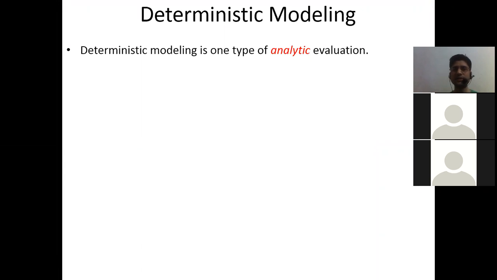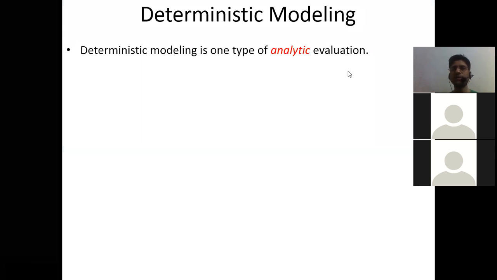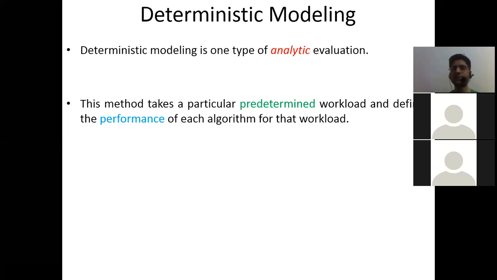Because we are going to analyze in which particular scenario, which algorithm is going to give you minimum average waiting time. In this method, it takes a particular predetermined workload and defines the performance of each algorithm for that workload. A very simple setting: we have a predetermined workload, and based upon that environment, we apply each algorithm in that setting. Whichever algorithm gives better performance, we will choose, and we will have the perception that in this particular environment, this algorithm is going to work better. So this is very simple deterministic modeling.